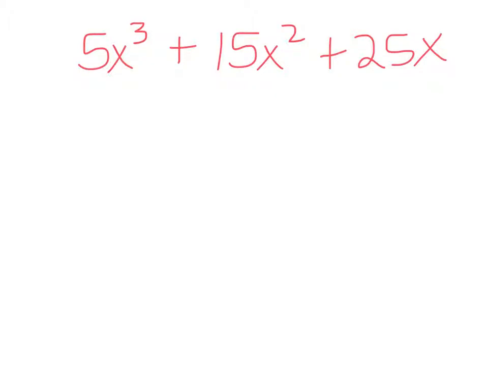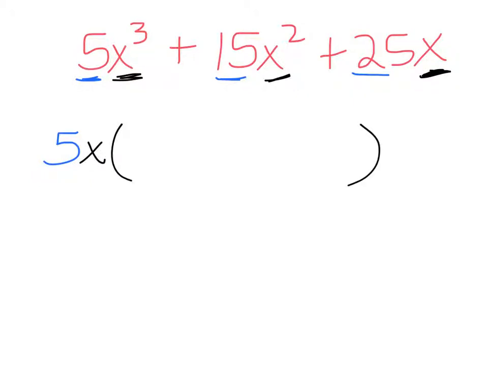Okay, so this one, let's just start with the normal numbers. So what's a number that'll go into 5, 15, and 25? Well, 5 is the biggest number that'll go into all of them, so I'm going to divide a 5 out. And then if you look at the exponents, the x's, I have x to the third, x squared, and x. Well, I can only take an x out of each of them. That's the lowest one. So I'm going to divide a 5x out of those.